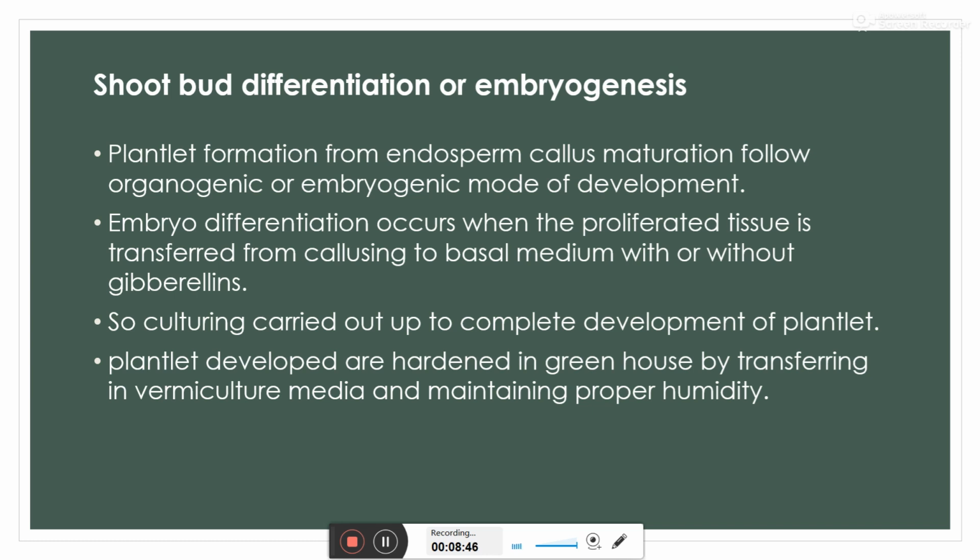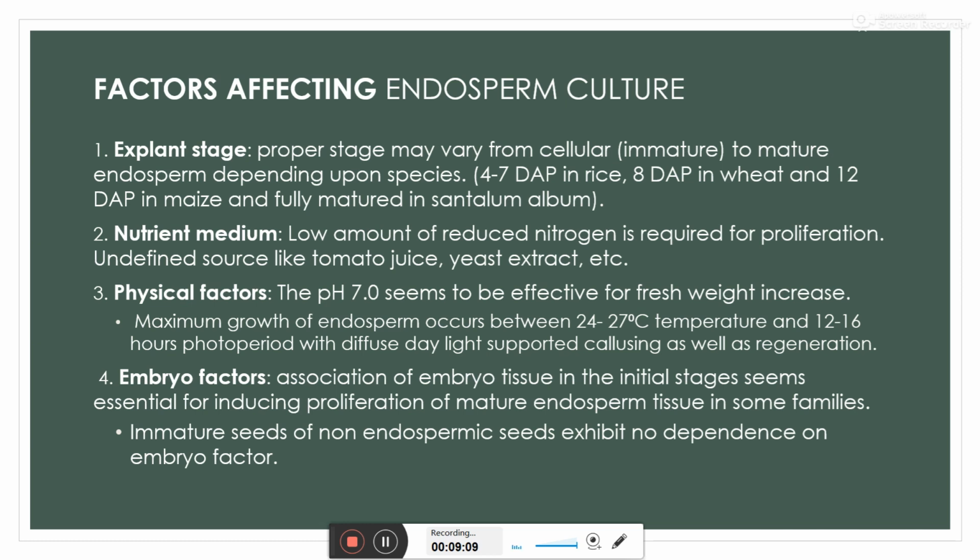So culturing is carried up to the complete development of a triploid plantlet. And the plantlets developed are then transferred to the greenhouse in vermicompost media, maintaining proper humidity. This is how shoot bud differentiation or embryogenesis takes place.